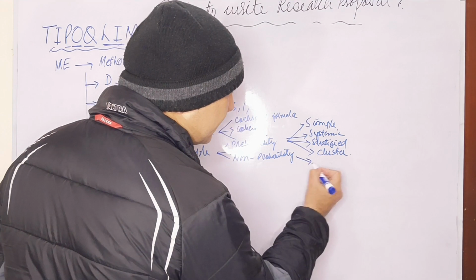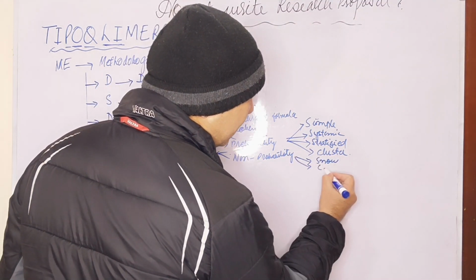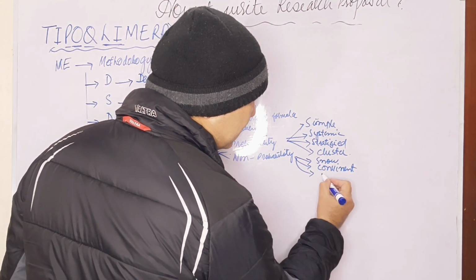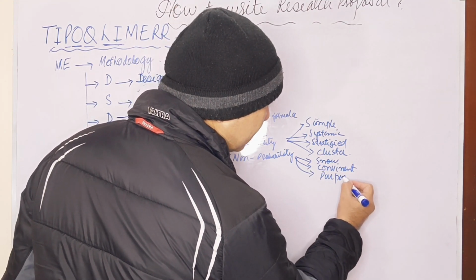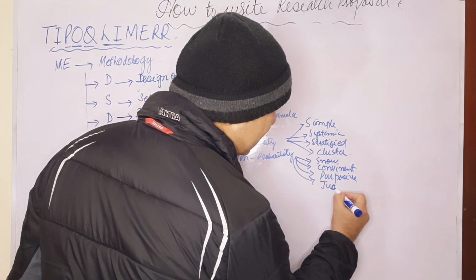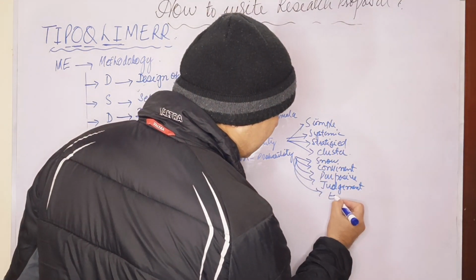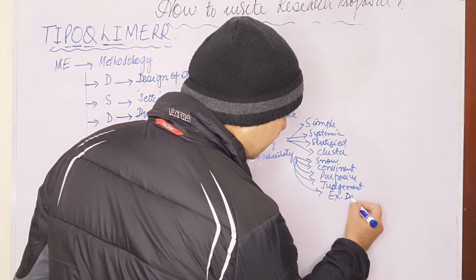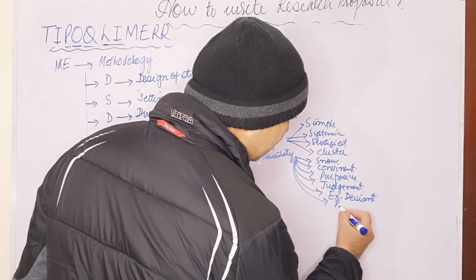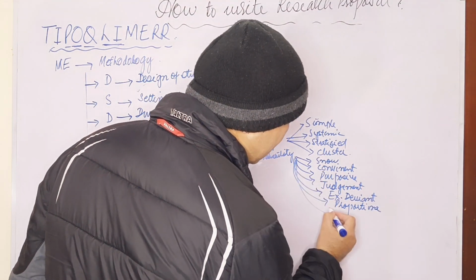And non-probability sampling again has snowball, convenient, and then purposive sampling technique, judgmental, and extreme deviant sampling, and proportional quota sampling.